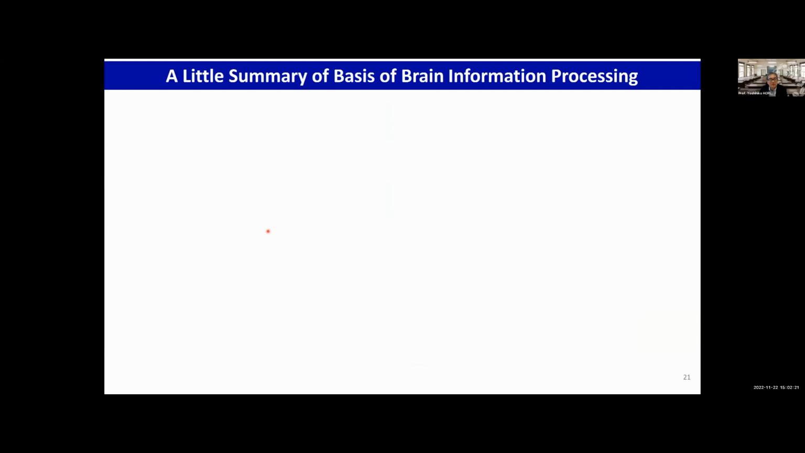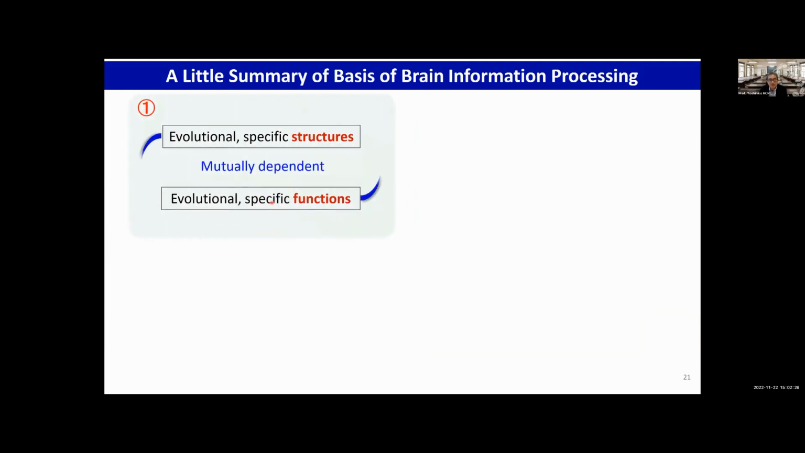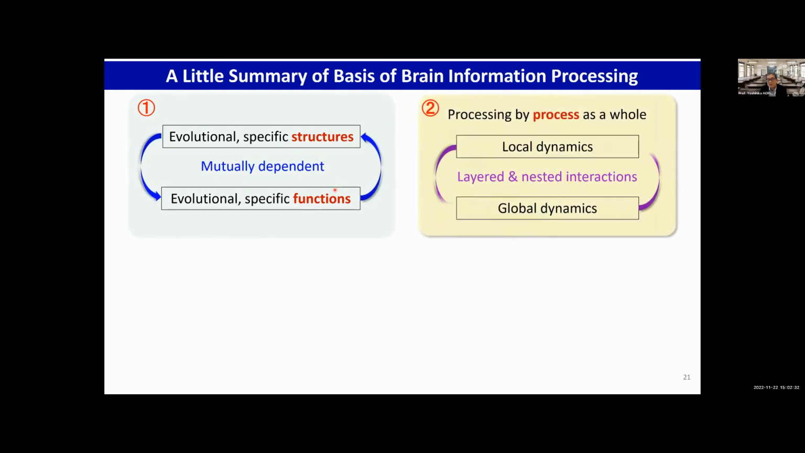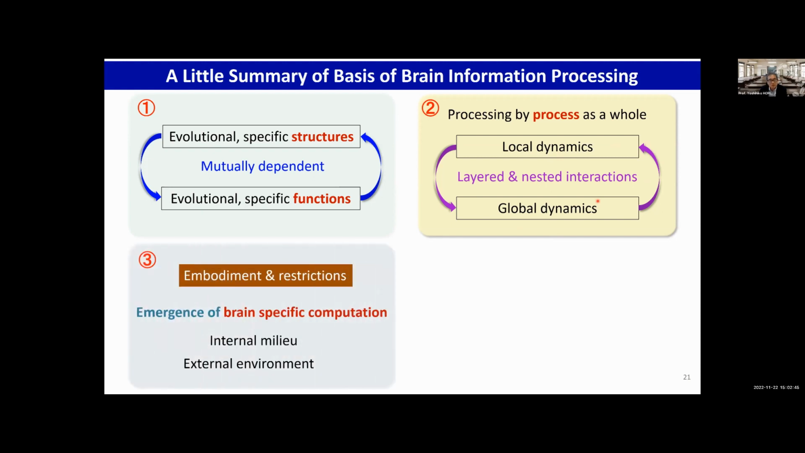Okay, let me give you a little summary of basis of brain information processing. The first one, the mutual dependency of structures and functions. Second one is processing by process as a whole. Okay, this will be done by layered and nested interactions between local dynamics and global dynamics. Third one is embodiment and restrictions from the embodiment. This gives the emergence of brain-specific computation, as shown before.